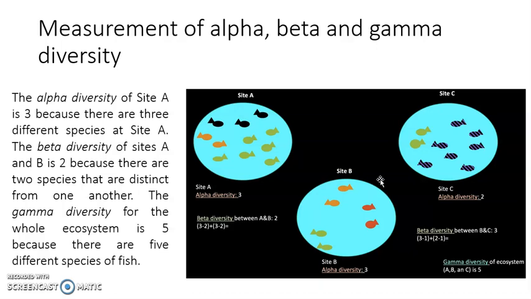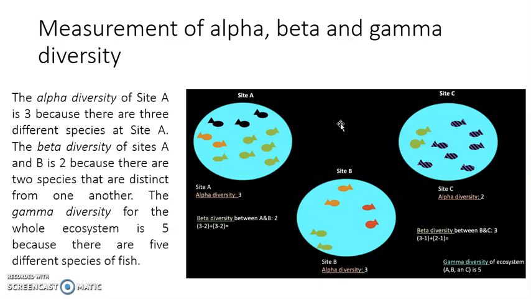The gamma diversity will be a combination of the beta diversity of sites A and B and the beta diversity of sites B and C. So this will be 2 plus 3, and that makes 5. So there are 5 unique species. If we count from these sites, we can see the black ones, orange ones and green ones, which make 3 species. Orange and green are common ones, so we will not count them again. We have already counted them once. So 1, 2, 3, 4 and 5. There are 5 different species in all 3 sites.